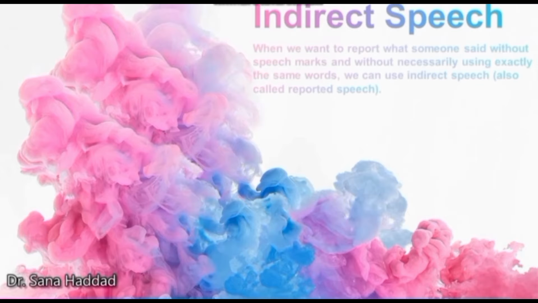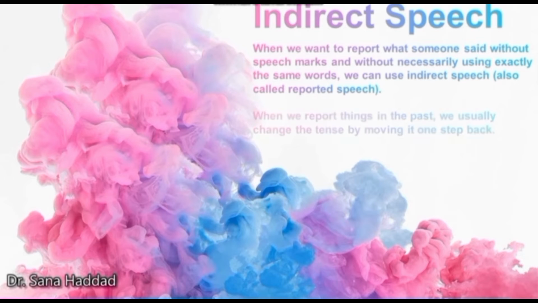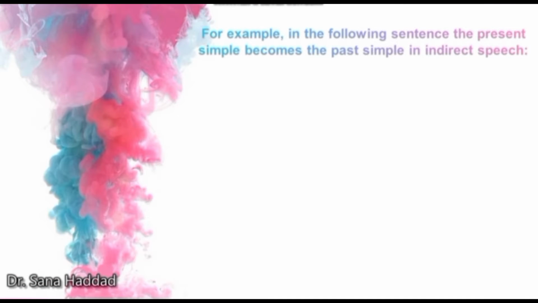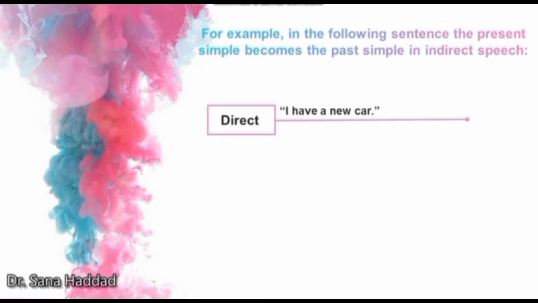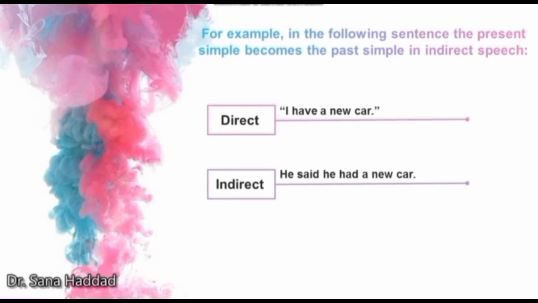Indirect speech. When we want to report what someone said without speech marks and without necessarily using exactly the same words, we can use indirect speech, also called reported speech. When we report things in the past, we usually change the tense by moving it one step back. For example, in the following sentence, the present simple becomes the past simple in indirect speech. Here's the example of direct speech: "I have a new car." In indirect speech, it becomes, he said he had a new car. So the present simple became past simple. We moved it one tense behind.